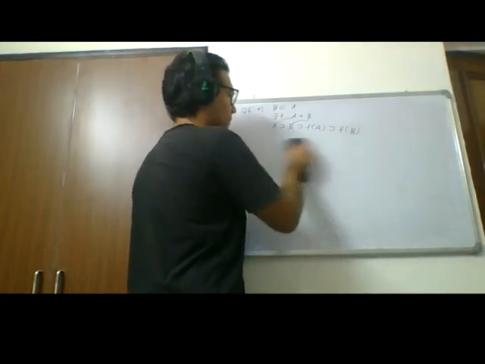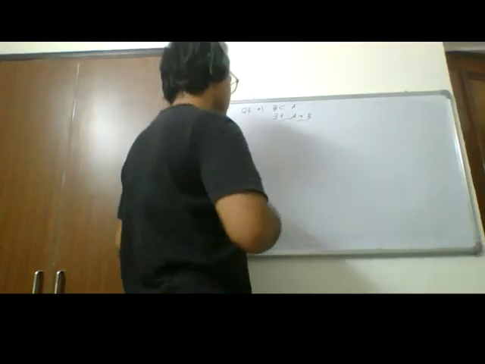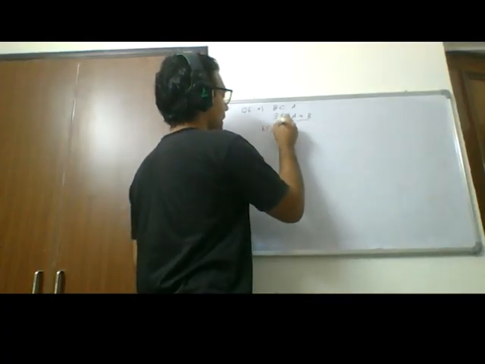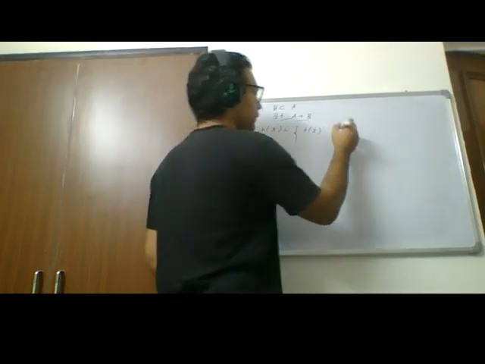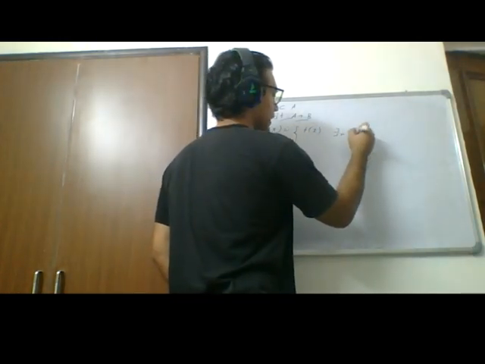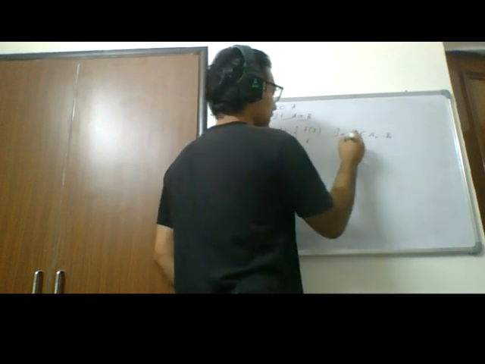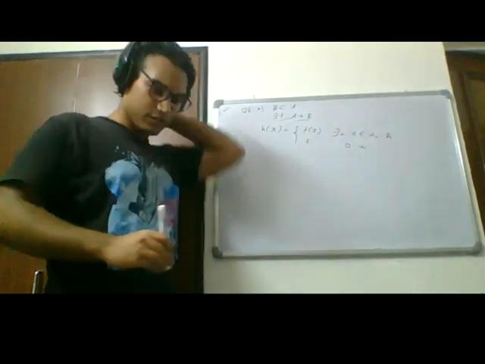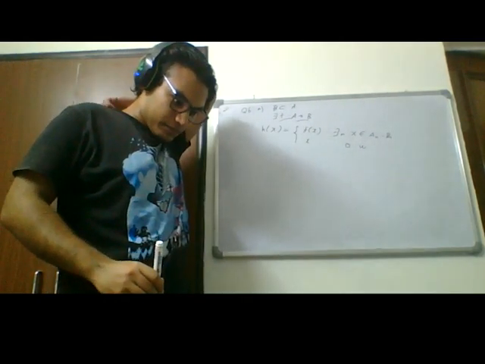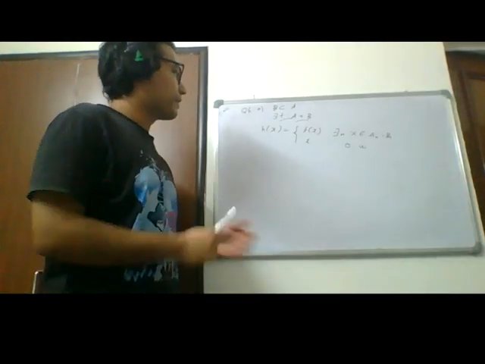Now, we define a bijective function h, which is f of x if there exists an n such that x belongs to A_n minus B_n, and x otherwise. Now we have to show that this is a surjective function.